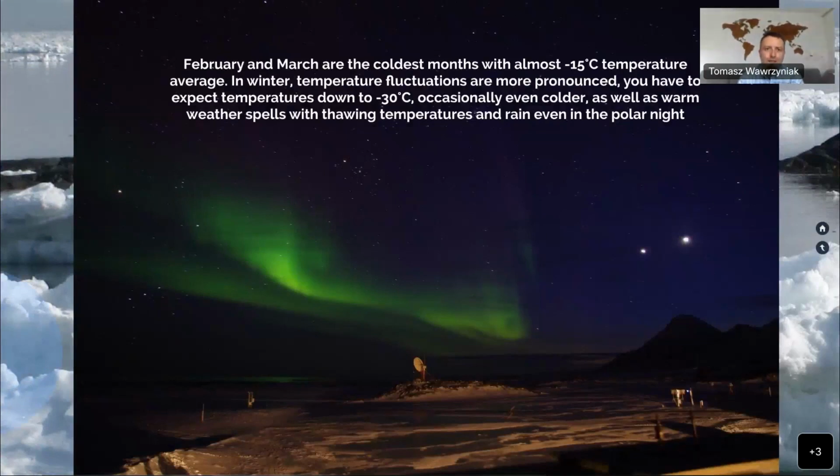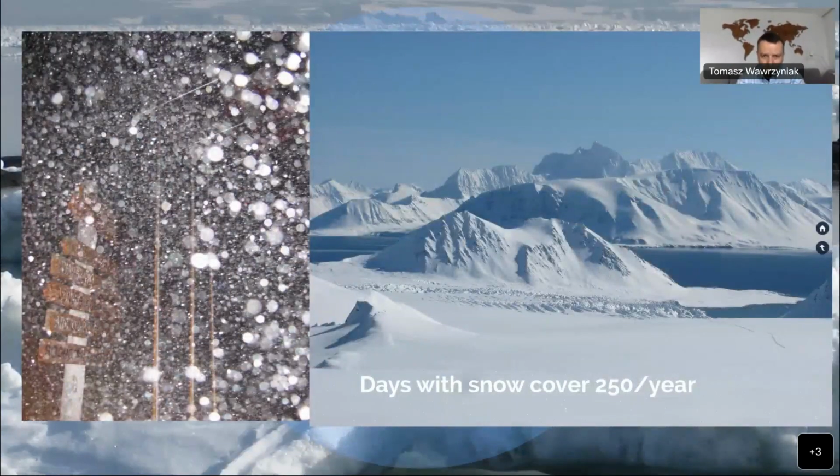February and March recently are the coldest months with temperatures around -15 degrees. But there can be different fluctuations even during winter, even during polar night, because the ocean current also influences the temperatures during winter. So there can also be weather spells with thawing temperatures, rainfall, even during polar night. So you may think that it's only freezing cold, but also during winter it can be thawing conditions.